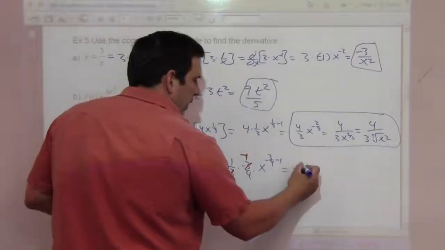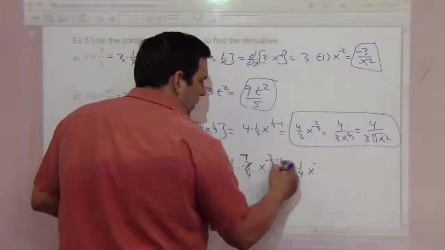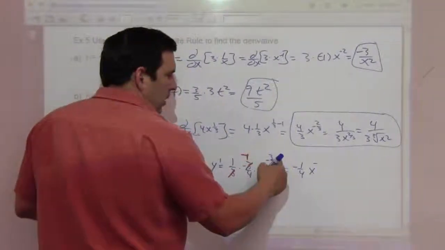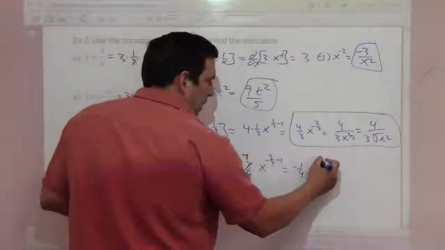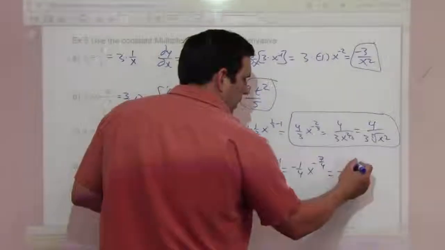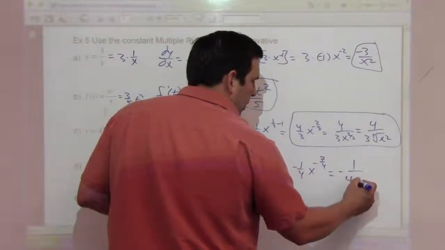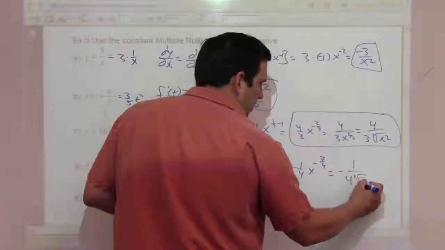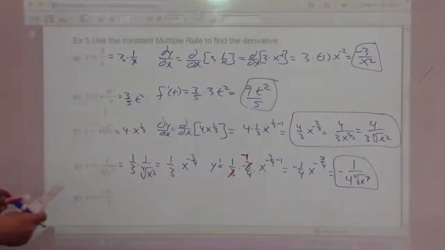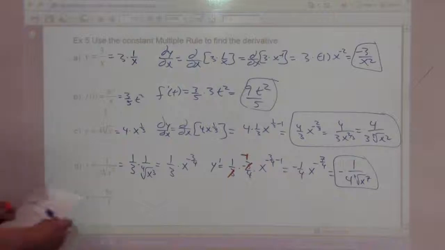That's going to be negative 1/4 x to the negative 3/4 minus 1. I think that's 4/4, so negative 7/4. Negative 1 over 4 times the 4th root of x to the 7th. And I would take this answer as well.